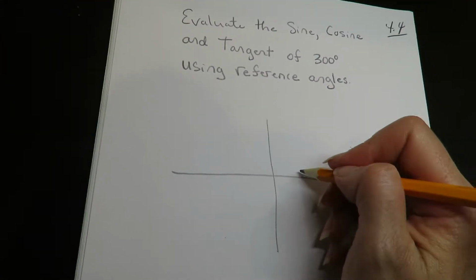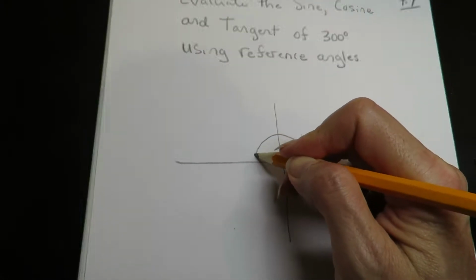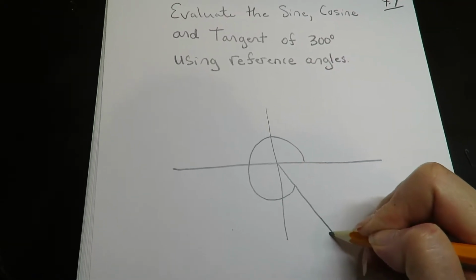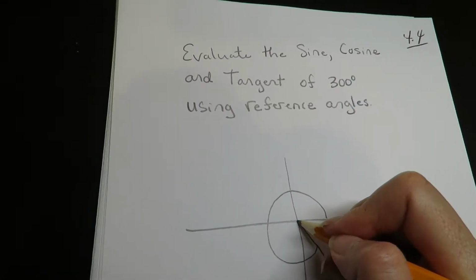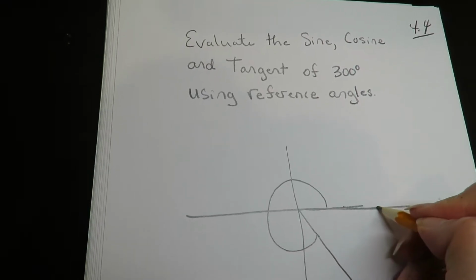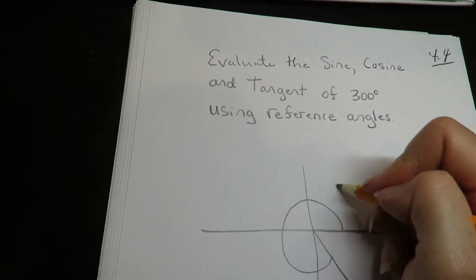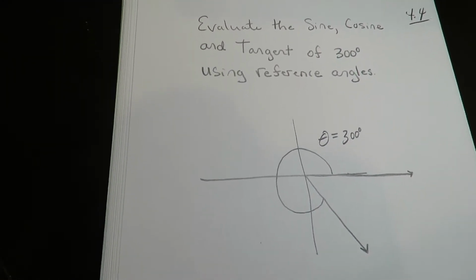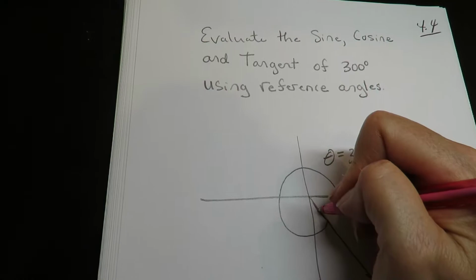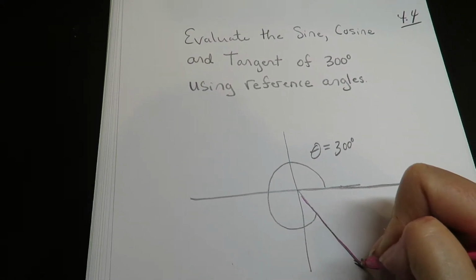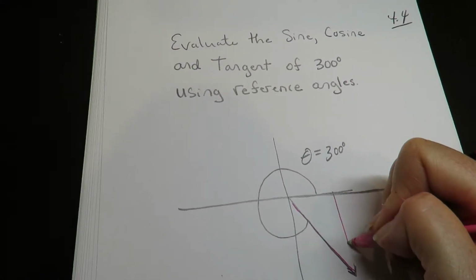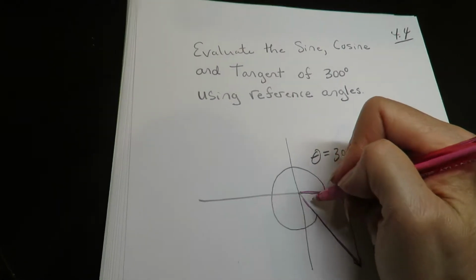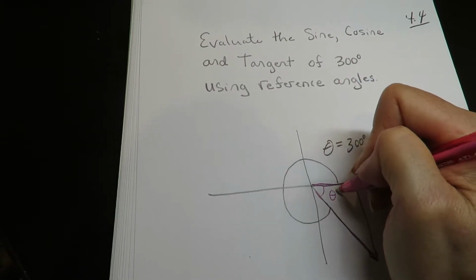Alright, so let's start by drawing 300 degrees. 300 degrees looks about like that. Okay, it started from standard position, which is always over here on the positive side of the x-axis. Alright, now we're going to find the reference angle. So remember, it's always from the terminal side back to the horizontal x-axis. So theta prime is going to fall right in here.